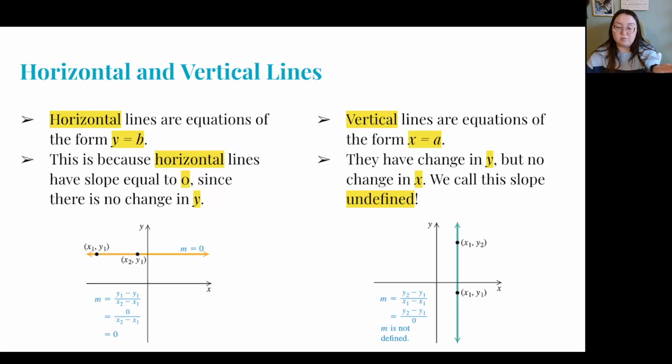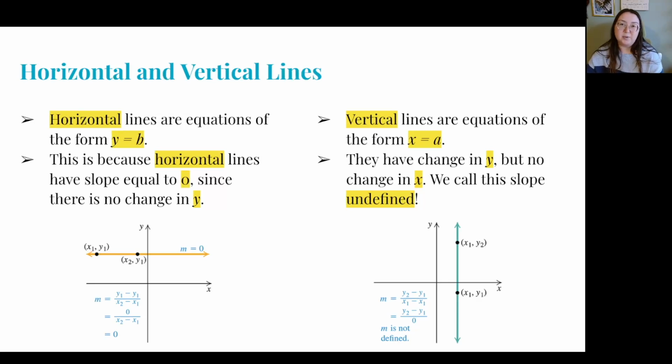We can even write out our slope formula and try to find it. y1 is the same as y2 there because they're the same value. And since they're the same value, that's always going to end up being equal to 0. So if it's 1 minus 1, 5 minus 5, 10 minus 10, that's all going to be 0. So you're always going to have 0 divided by a number, which is always equal to 0.